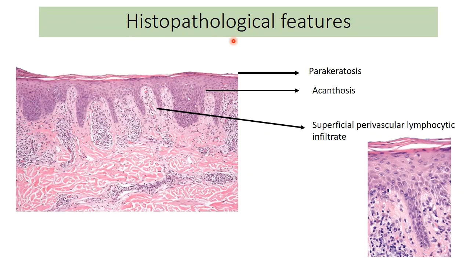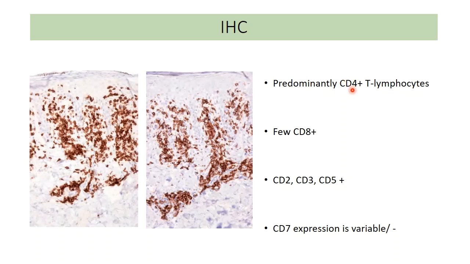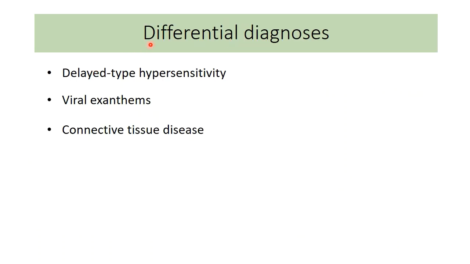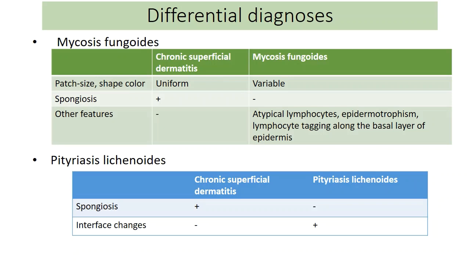The histopathological features are upper and mid dermis with perivascular lymphocytic infiltration. It can show various epidermal changes like parakeratosis, acanthosis, and spongiosis. And these lymphocytes are predominantly CD4 positive. Few can show CD8 positivity. CD2, CD3, and CD5 are positive. CD7 expression is variable. It can be negative. The differential diagnoses are delayed type hypersensitivity, viral exanthem, connective tissue disease, mycosis fungoides, and pityriasis lichenoides.